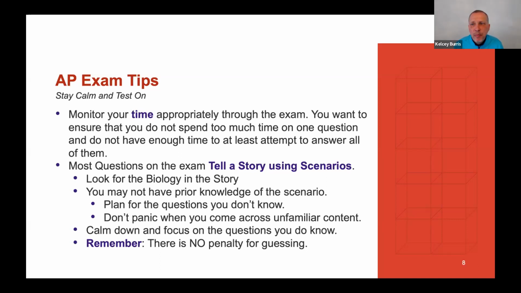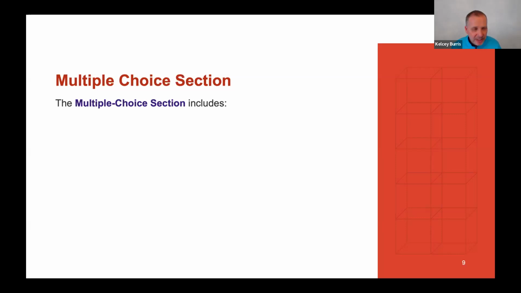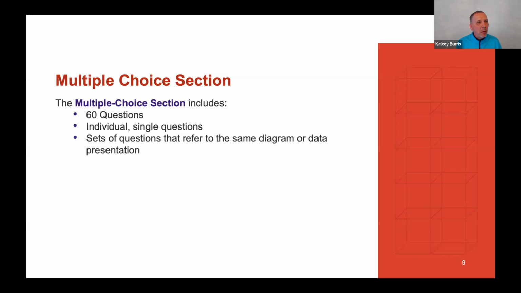So for the multiple choice section, like we were saying, it includes 60 multiple choice questions. And there are 2 types of questions. There'll be individual single questions that are not connected to any of the other questions on the exam. And then there are sets of questions that will refer to the same diagram or data presentation. Those usually sit in question sets of 3, 4 to 5 questions.